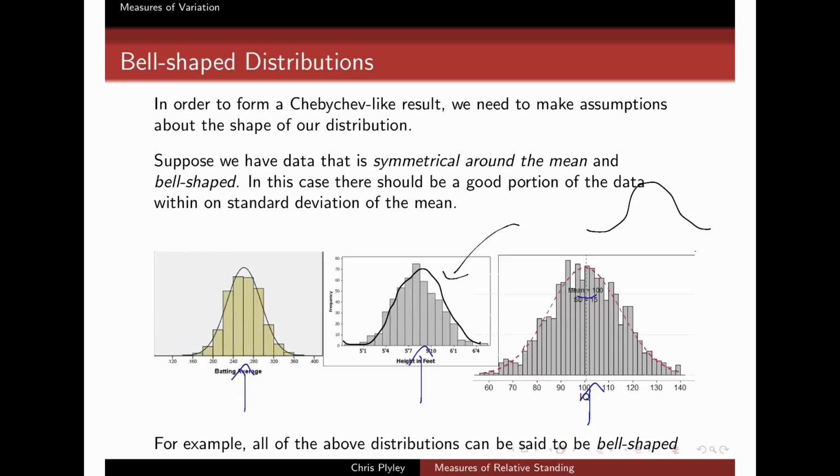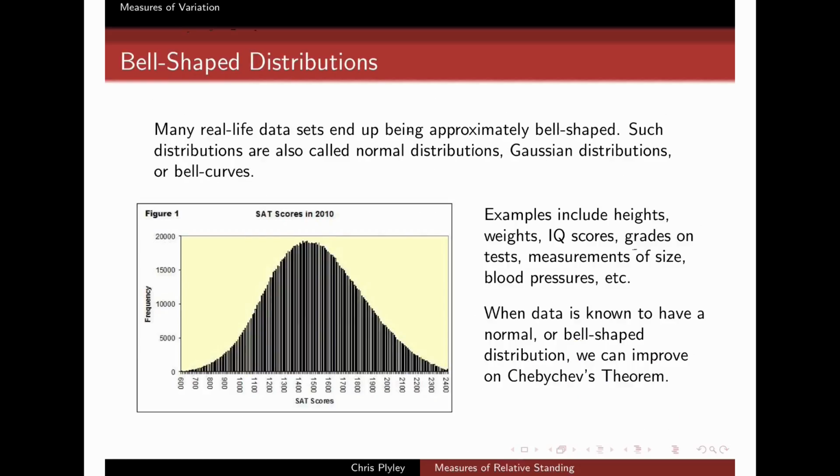And so we call data with these properties bell-shaped. Or if we want to be fancier and use more technical words, we call them normal distributions or Gaussian distributions, in honor of Carl Friedrich Gauss, the mathematician who studied these curves in detail. So if my data has these properties, basically if it looks bell-shaped when I look at its distribution, then we can do a lot better than Chebyshev's theorem.